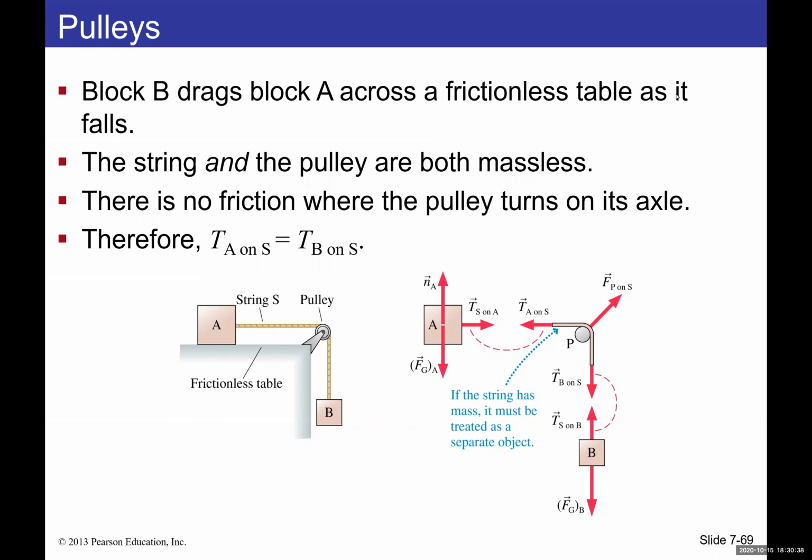All right, so let's continue. So let's look at an example, and it's a standard example in physics textbooks.